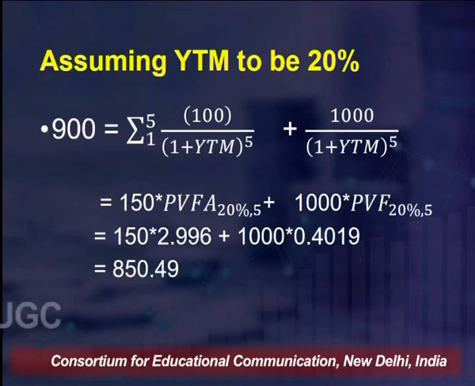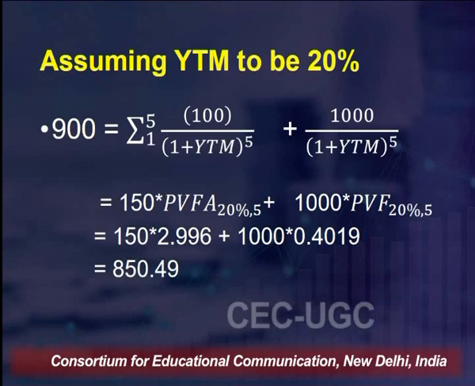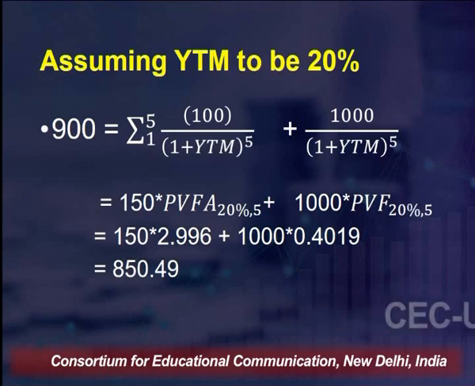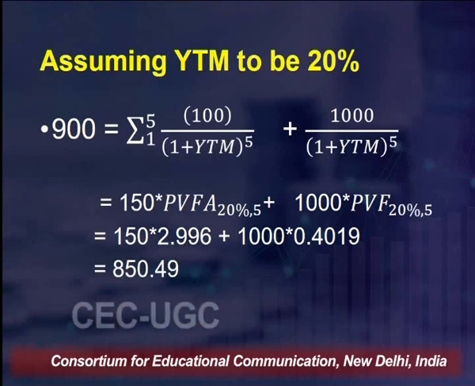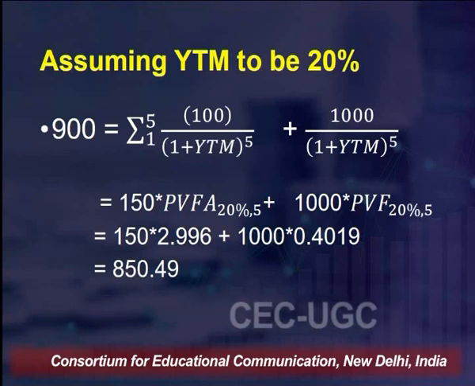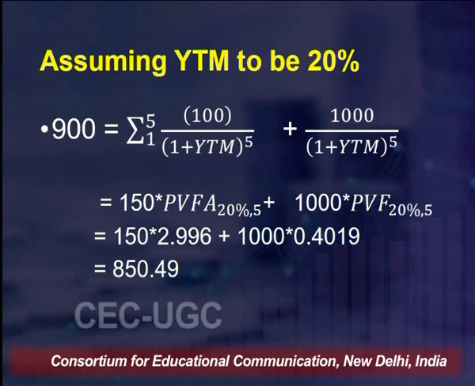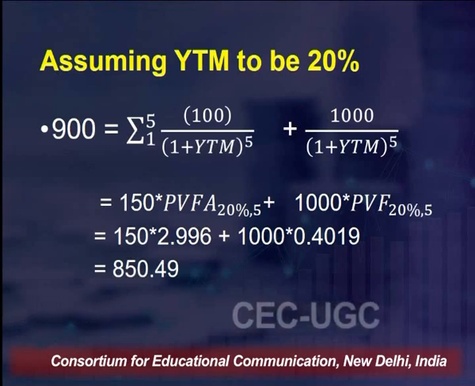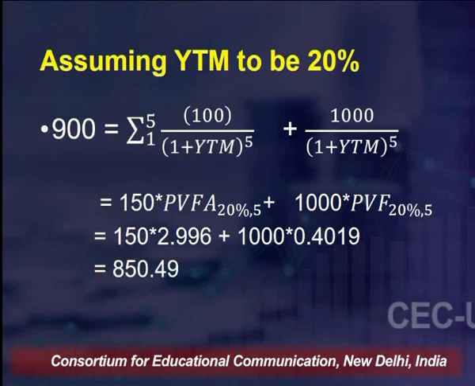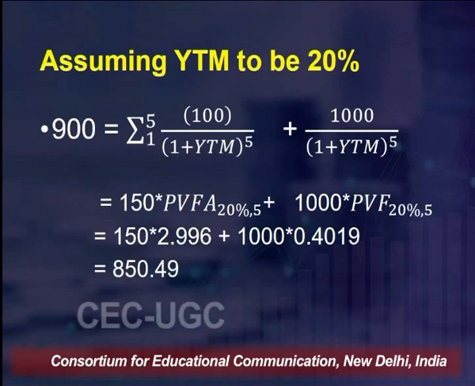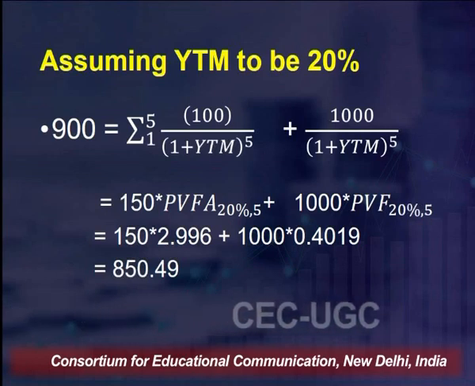So, we start solving this with 20%. We look for the same in our present value tables, and we put the values here. So, 150 multiplied by PVFA at 20% and 5, and then again we find the present value factor using the present value factor tables. If we use 20% as our YTM, the value comes out to be 850.49. But we know that it is not 850, rather we need 900 as the value.